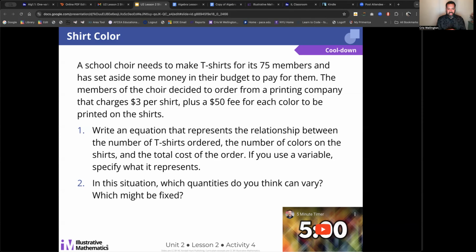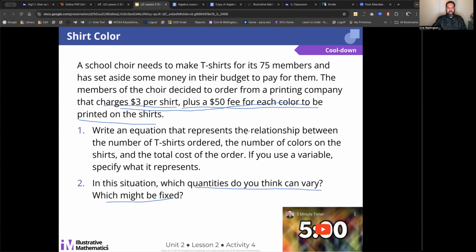In this situation, which quantities do you think can vary? And which quantity can be fixed? So again, what quantities can vary in this scenario here? Look at the costs. And what quantities do you think might be fixed? Again, hint, look at the charges. They're charging $2 per shirt. They're charging $50 fee for each color to be printed. All right.